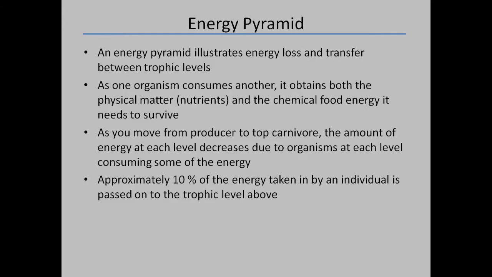So therefore, let's say I had an energy value of 100 joules in my producer's level, only 10%, so I'd only have 10 joules in my herbivore. And then when I go up to my carnivore, I'd only have 1 joule. And when I go to my secondary carnivore, I only have 0.1 joules. So we lose 90% of the energy at each trophic level, it doesn't make it up to the next, because this is the energy that organisms use to carry out their life processes.